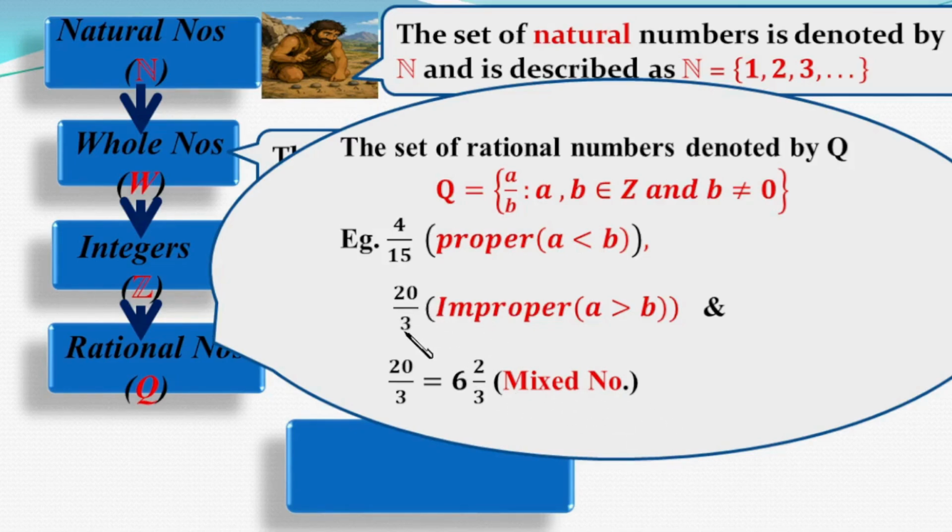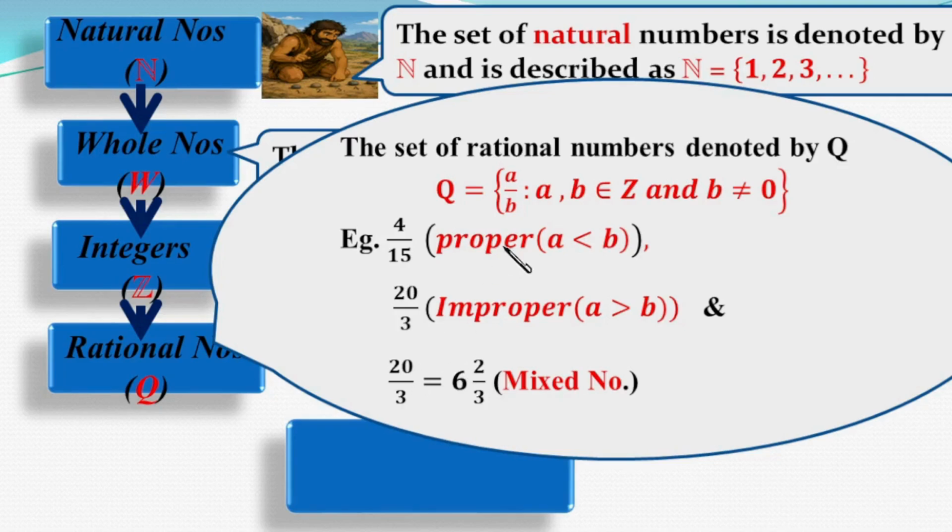For example, 20 over 3 is the same as 6 and 2 over 3. Because 20 divided by 3, we have 6, and the remainder is 2. So 6 is the quotient and 2 is the remainder when you divide 20 by 3. Later on we'll see this concept in the division algorithm. When you divide 20 by 3, the quotient is 6 and the remainder is 2. That means we can write this improper fraction as a mixed number, 6 and 2 over 3.